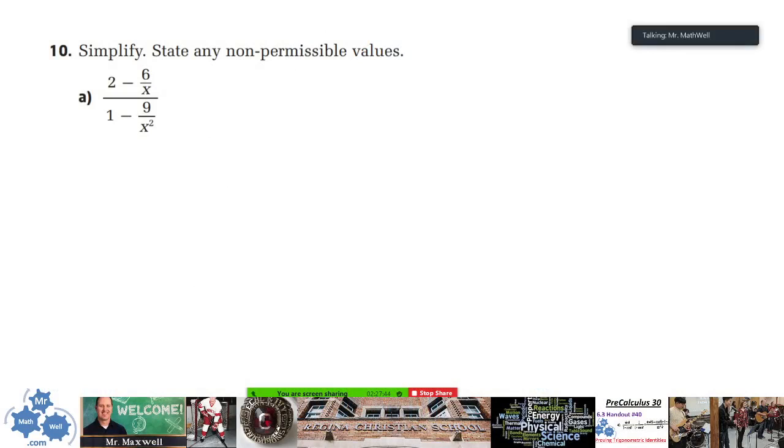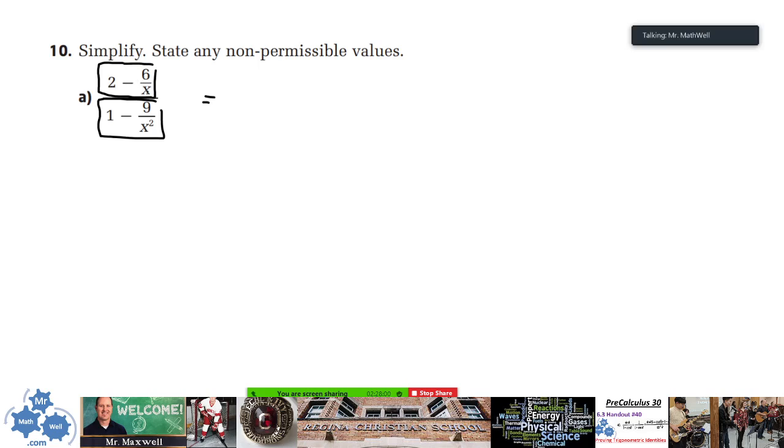Right, so 10a, we're asked to simplify this. So what we're going to want to do is simplify the numerator separately from the denominator. So it's like we're doing two little mini questions here at once. So this is going to look like this. I am going to want to get a common denominator.